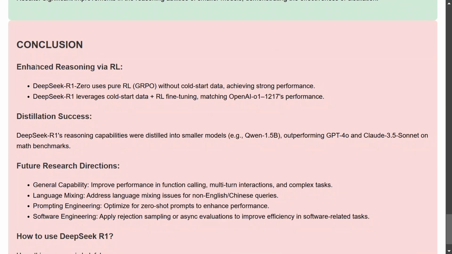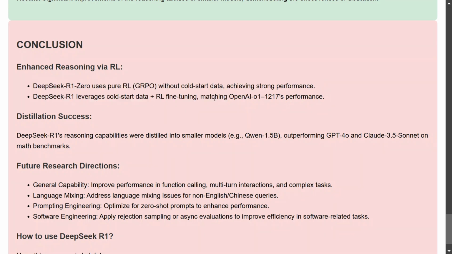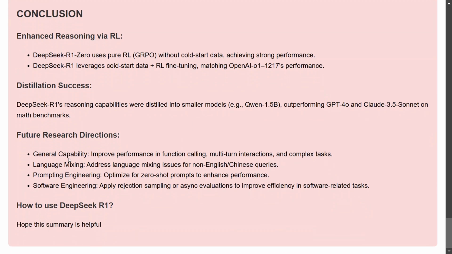Now talking about enhanced reasoning via RL, the conclusion. DeepSeek R1-Zero uses pure RL without cold start, achieving strong performance. R1 leverages cold start data plus RL fine tuning, matches O1's performance. Distilled success: the distilled models are also very successful and right now trending on Hugging Face and GitHub as well. The smaller models like Qwen 1.5B were also able to beat GPT-4o and Claude 3.5 Sonnet on some benchmarks. Now, what the team has mentioned for future research directions: general capability, improve performance in function calling, multi-turn interaction, etc. Language mixing is still an issue.